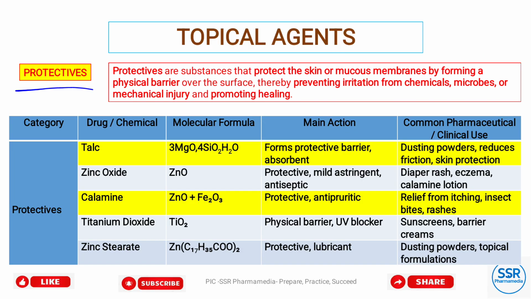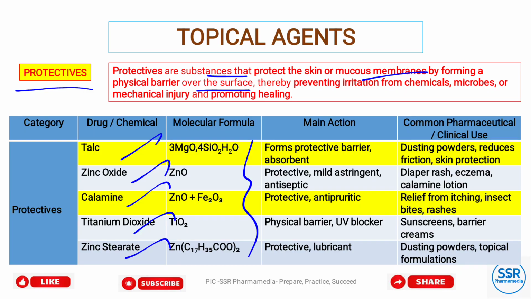So first are the protectives. Protectives are substances that protect the skin or mucous membrane by forming a physical barrier over the surface, thereby preventing irritation from chemicals, microbes, or chemical injuries and promoting healing. Protectives are talc, zinc oxide, calamine, titanium dioxide, and zinc stearate.